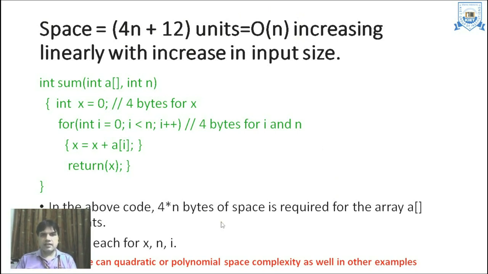Okay, that way we can have other complex examples as well, and we can represent the space complexity in quadratic or polynomial space complexity as well.